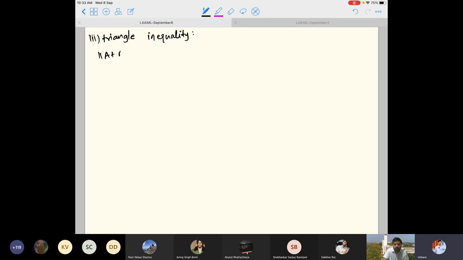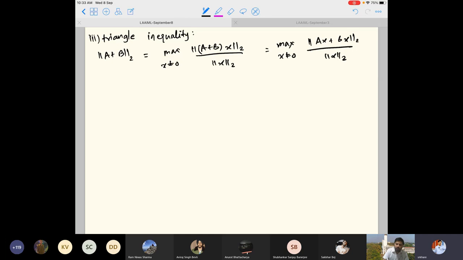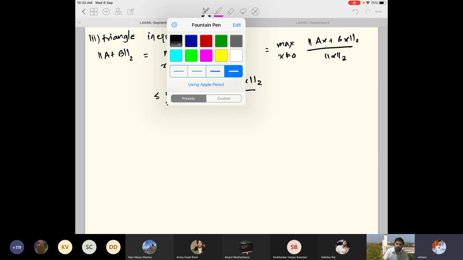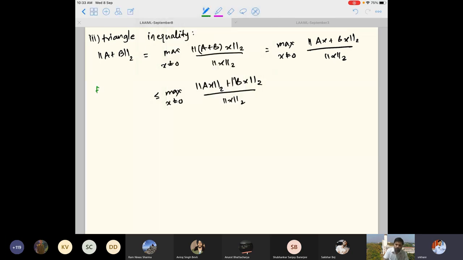So norm of A plus B. Okay, two norm is the maximum over x not equal to 0 of norm of (A plus B) x divided by norm of x, which is the same as saying maximum over x not equal to 0 of norm of Ax plus Bx divided by norm of x. Now what will I do? I will use the triangle inequality of vector norms in the numerator. So I'll get norm of Ax plus norm of Bx divided by norm of x. Okay, so what triangle inequality have I used?